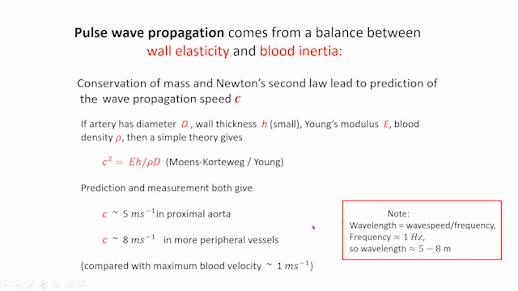pretty accurately. By the way, before I leave this slide, just to note that the wavelength of a wave is the wave speed divided by the frequency, and the frequency in dogs and people is about 1 hertz, 60 beats a minute. So the wavelength is several meters, much longer than the length of the system, but it's still important that the wave is propagating. But anyway, it was a good theory.